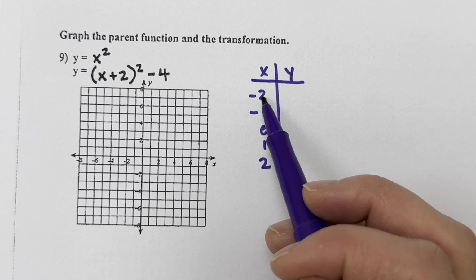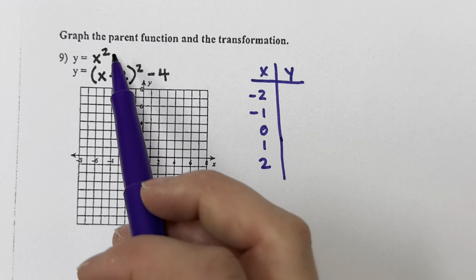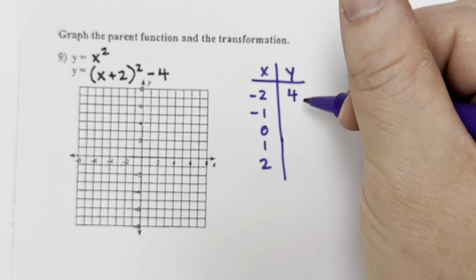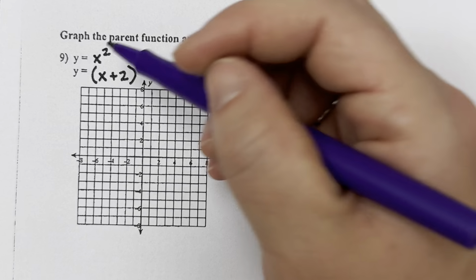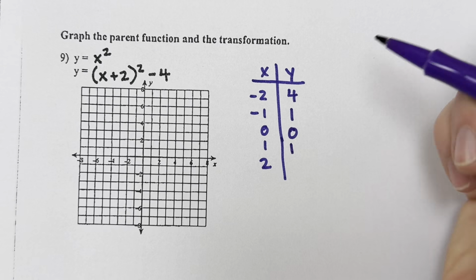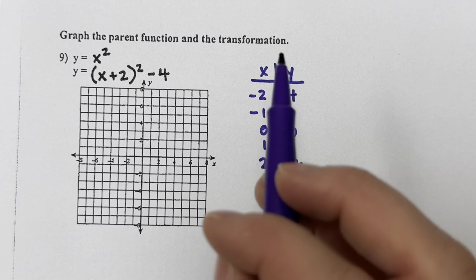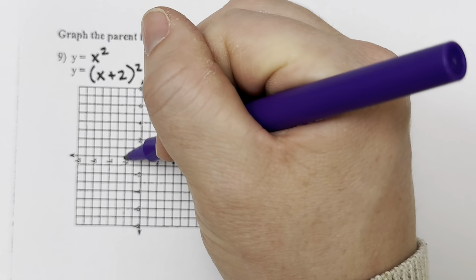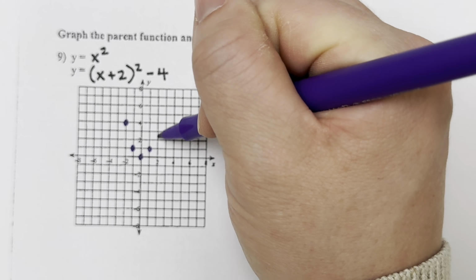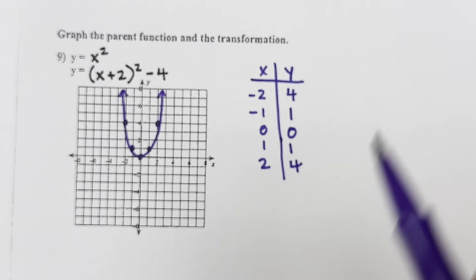If I were to plug these numbers into just my parent function, the one on top, negative 2 squared is going to give me 4. Negative 1 squared is going to give me positive 1. 0 squared, 0. 1 squared, 1. 2 squared, 4. These are your parent function points, so I'm going to go ahead and put them on my graph. So this graph is only the parent function.